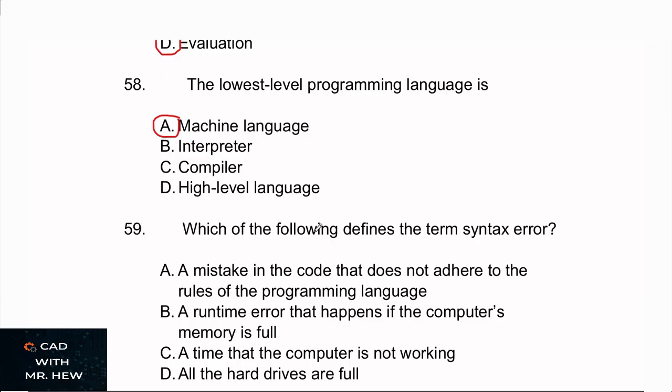59. Which of the following defines the term syntax error? A, a mistake in the code that does not adhere to the rules of the programming language. B, a runtime error that happens if the computer's memory is full. C, a time that the computer is not working. D, all the hard drives are full. The correct answer is A.